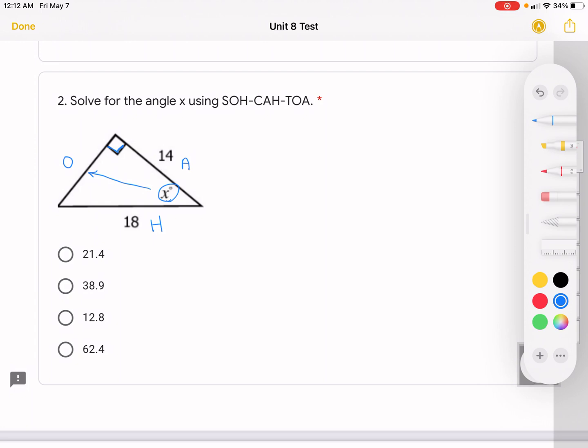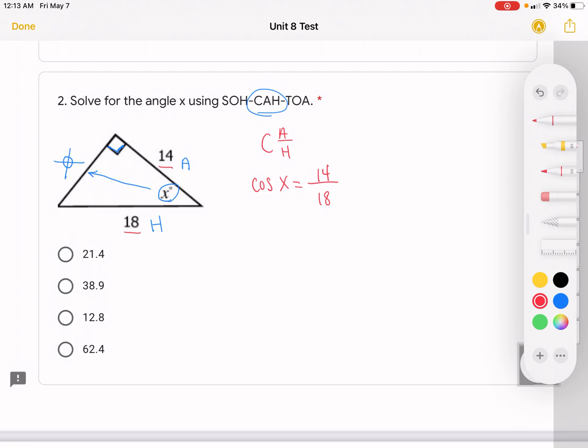This time we're actually solving, so we're going to scratch out the side that's blank, which was the O. So we're only using H and A. H and A come out in CAH. So for this question, we're going to use CAH. And remember, the C in CAH stands for cos. So cos angle X equals, here our A is 14, our H is 18.